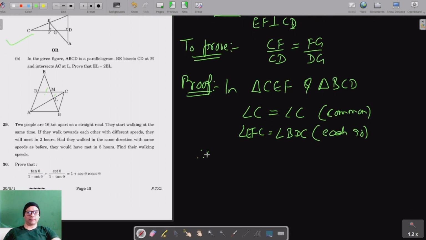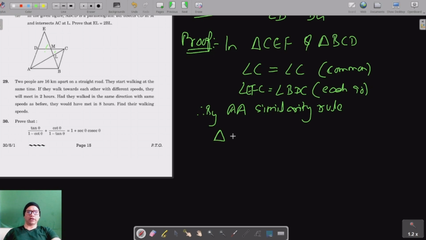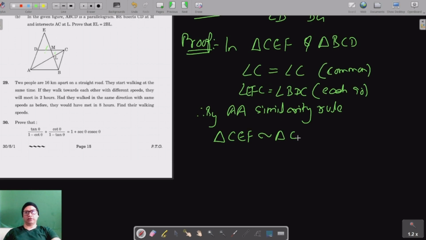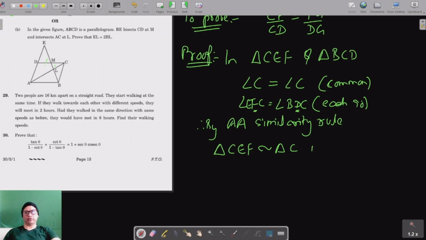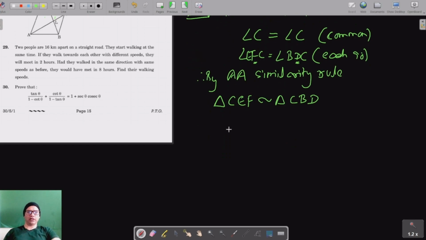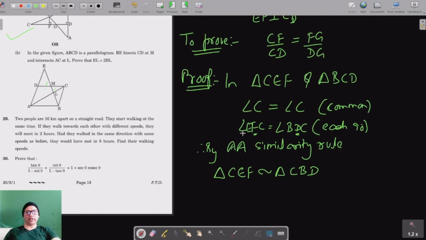So therefore, by a similarity rule, triangle CEF. Let's write the symbolic form correctly. So C was equal to C, so this is C, and F was equal to D, so corresponding to F, it's D, and we'll put B in here. Now let's write down the sides that are in proportion.